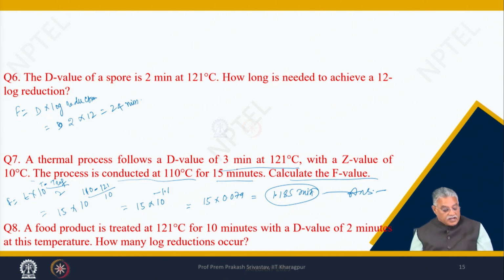In another example, a food product is treated at 121 degrees Celsius for 10 minutes with a D value of 2 minutes. At this temperature, how many log reductions occur? So, log reduction is equal to F by D, that is 10 by 2, that is 5 log reduction.